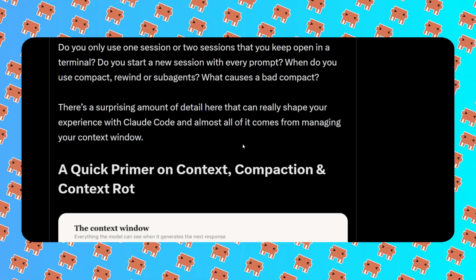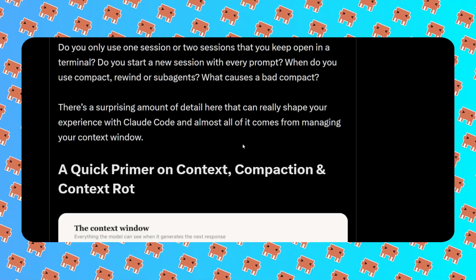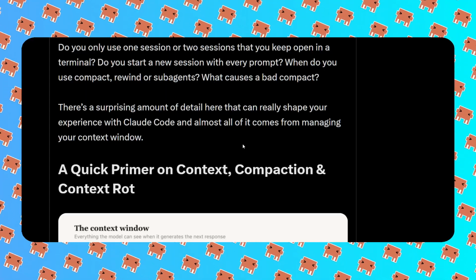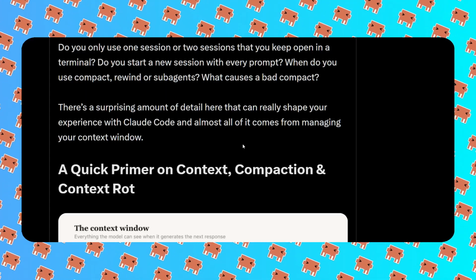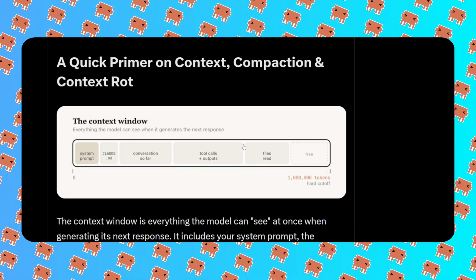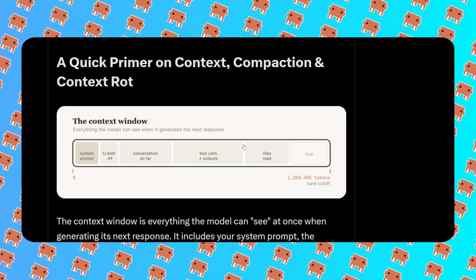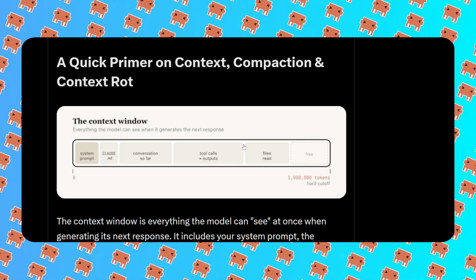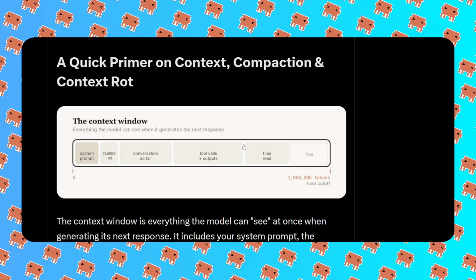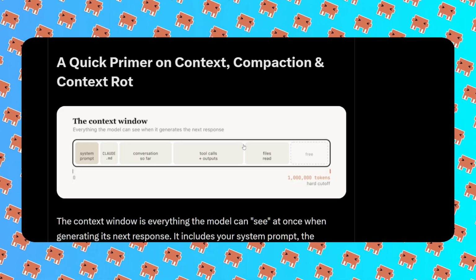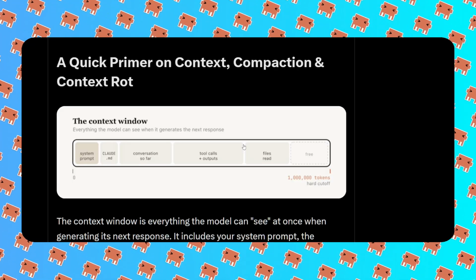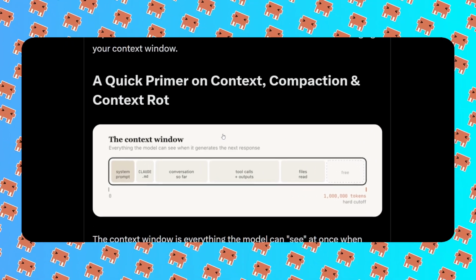There's a surprising amount of detail here that can really shape your experience with Claude Code, and almost all of it comes from managing your context window. So if you use Claude Code, if you're thinking about using Claude Code, if you're just learning about AI, you're going to want to watch this, okay? A quick primer on context, compaction, and context rot. These things are very important.